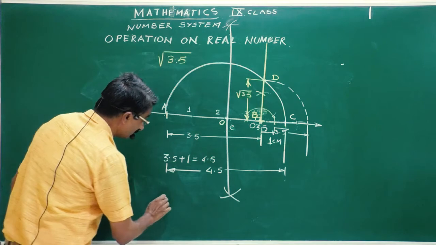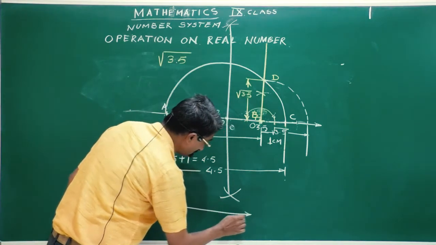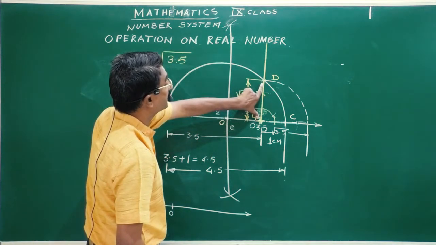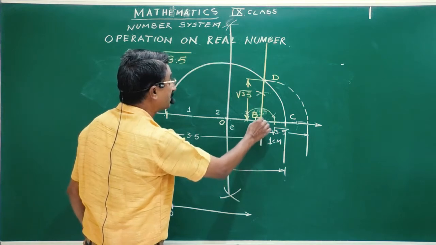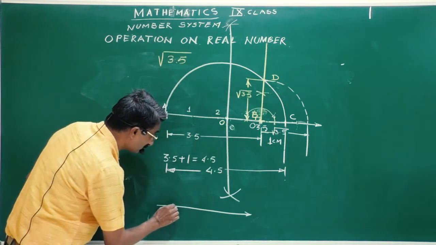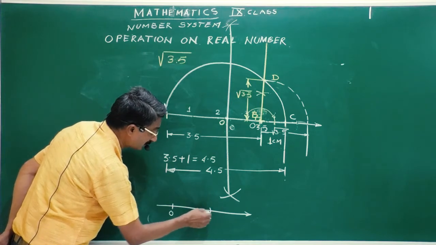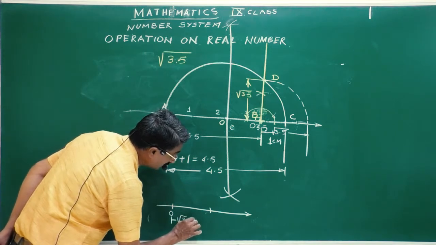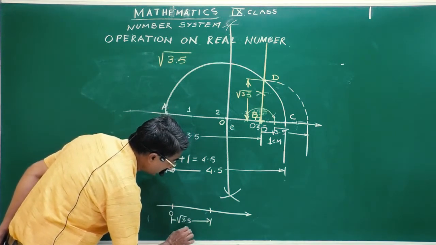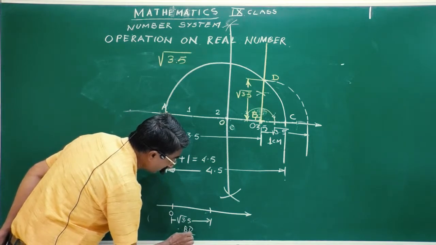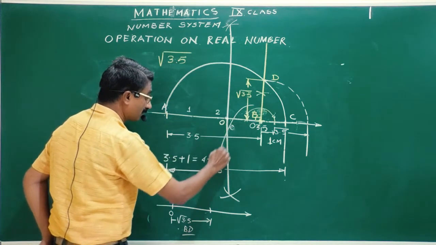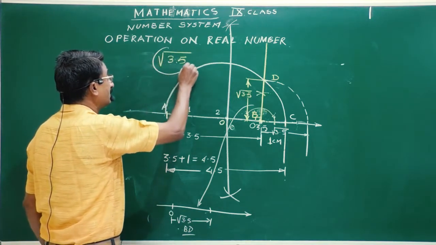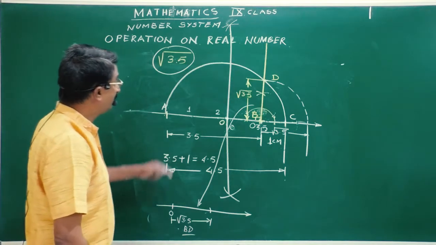Or it is better if you draw a separate scale marking 0 here. Take BD as the radius with the help of the compass, and making this the center, mark the cut. So this distance will be equal to under root 3.5. You can draw this separately also, but here you have to show that this is equal to BD. Like this you can draw under root 3.5, any value you can draw.